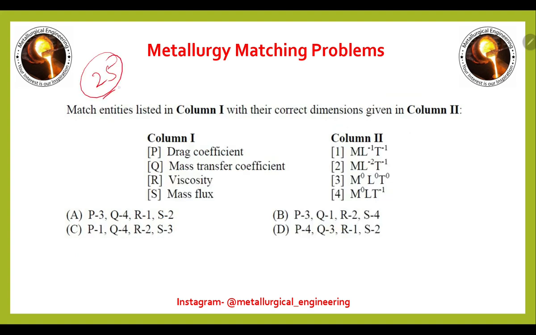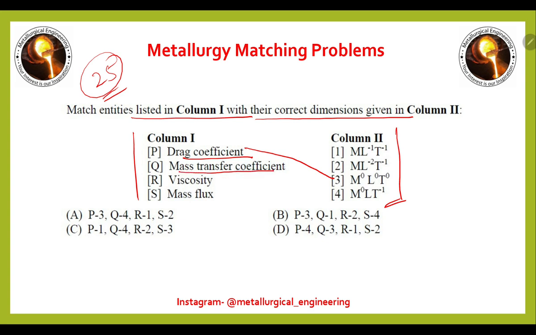This is the 25th problem. In this, match entities listed in column first with their correct dimensions given in column second. So the drag coefficient matches with M0 L0 T0, so this is dimensionless. Mass transfer coefficient is L T^-1. Viscosity, that is R1, M L^-1 T^-1. Mass flux, that is S2, M L^-2 T^-1. So the right answer is A part.